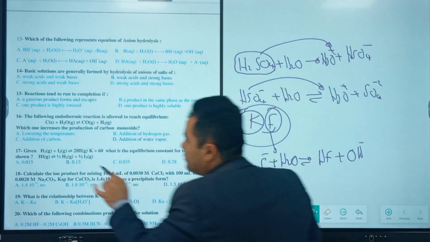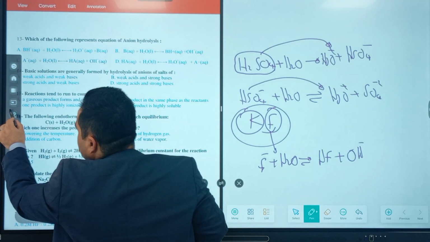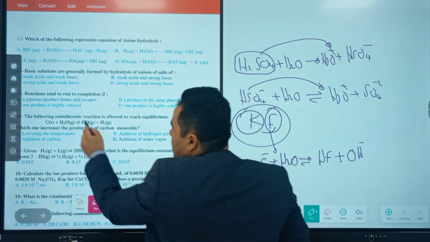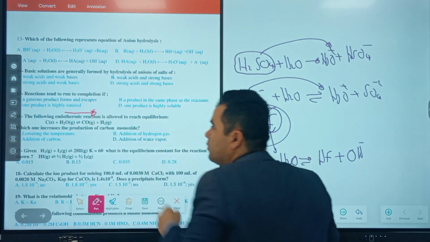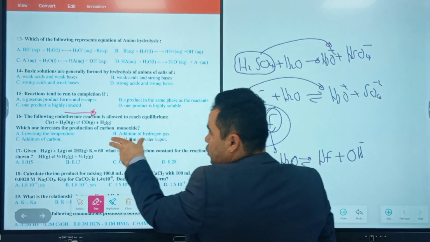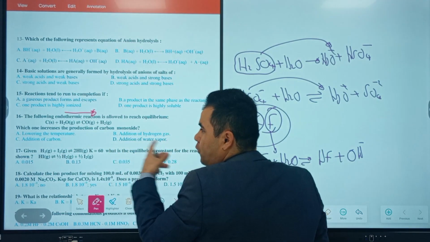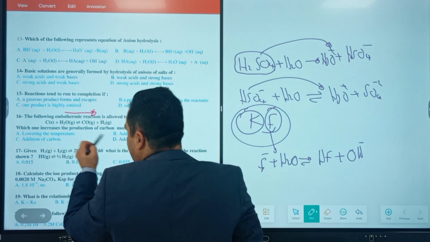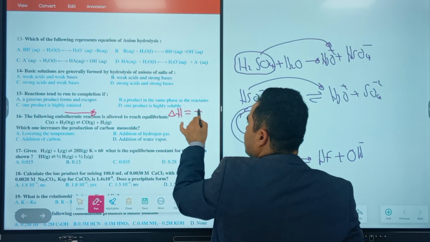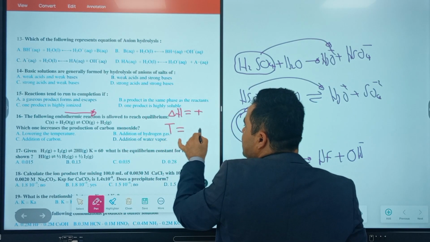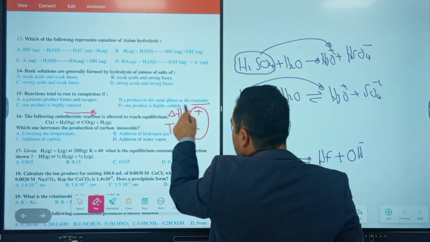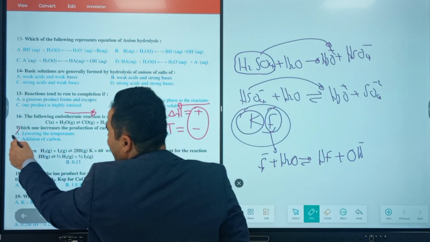Guys, in order to increase the concentration of carbon monoxide, the reaction should shift toward the product side. So which of the following shifts the reaction toward the product, or forward? Lowering the temperature: this is endothermic, which means delta H is positive. Lowering temperature is negative. They're opposite, so it lets the reaction go in reverse. Incorrect. A is incorrect.